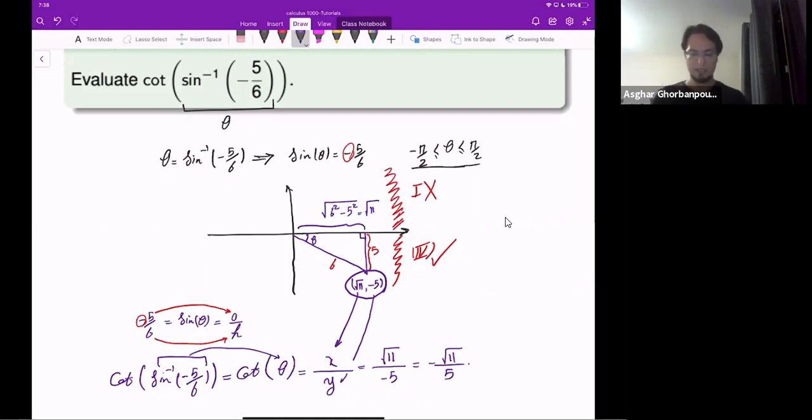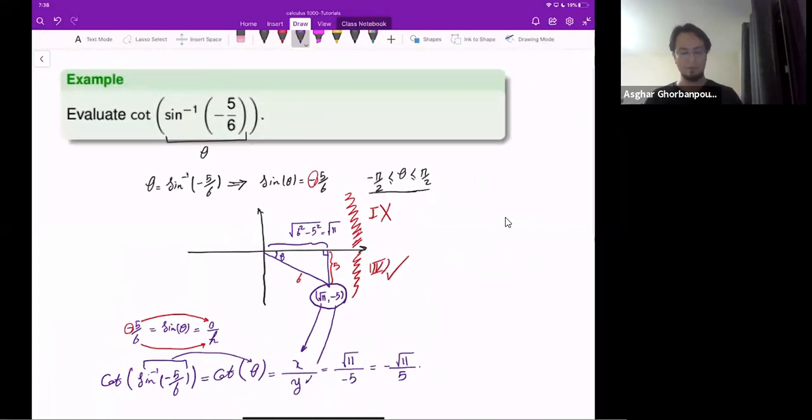With some gymnastics, we were able to find this without knowing what theta itself is. That's the key point in this question. I don't need to know what theta itself is. Just by using the given information, I was able to find not theta itself, but cotan of theta.